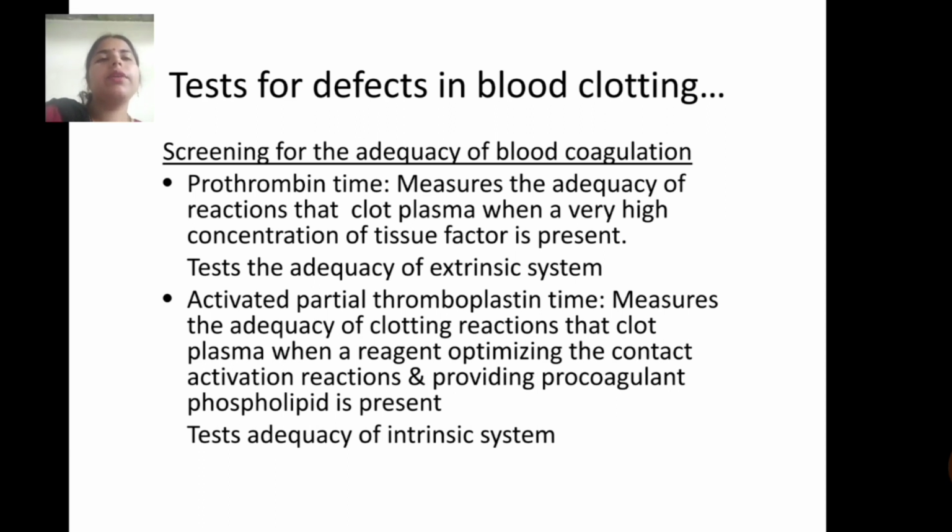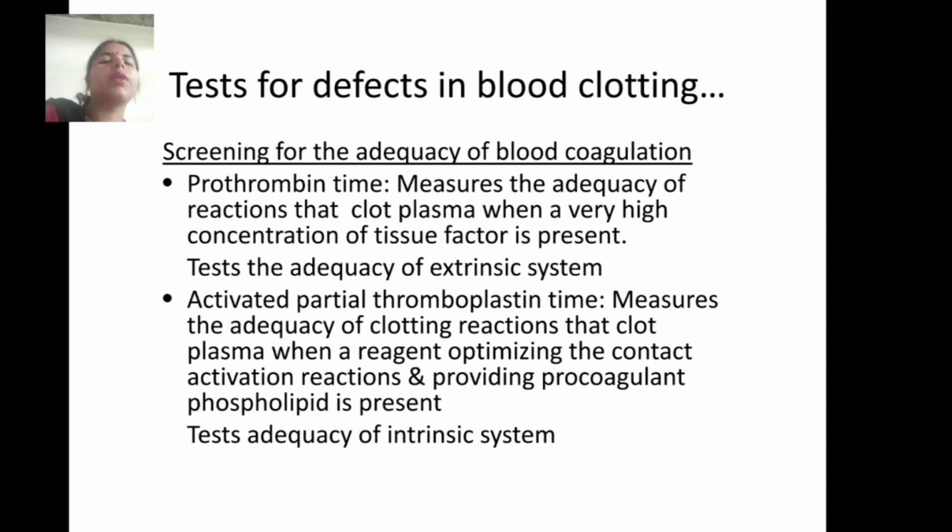Next is the test for defects in blood clotting. Screening for adequacy of blood coagulation. There is checking the prothrombin time, which measures the adequacy of the reaction that clots plasma when a very high concentration of tissue factor is present. It tests the adequacy of the extrinsic system.